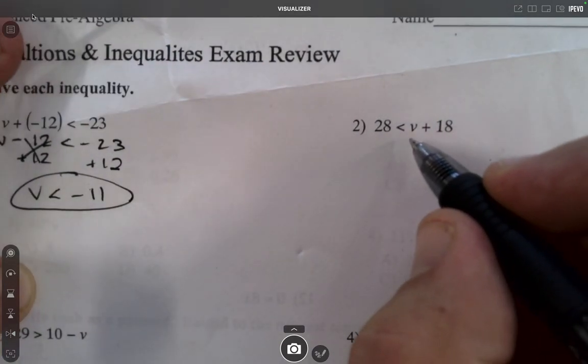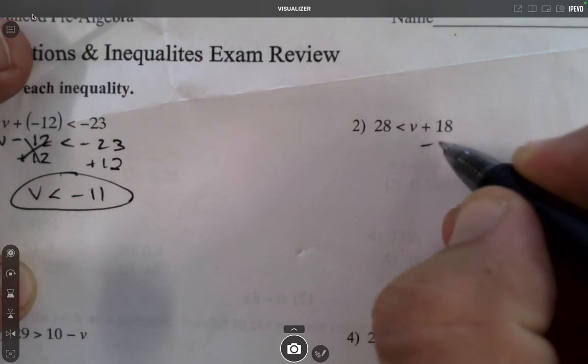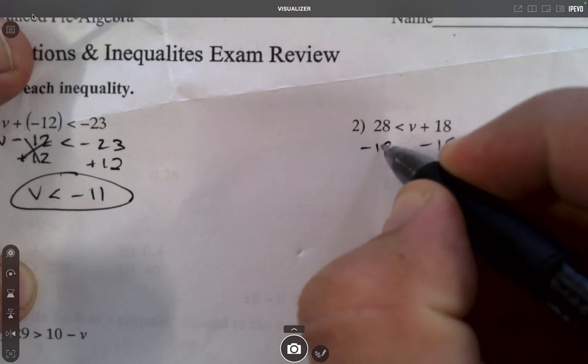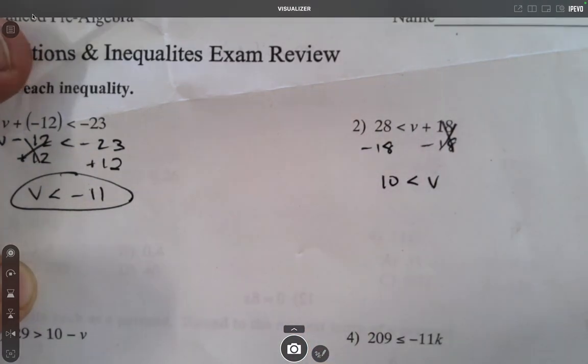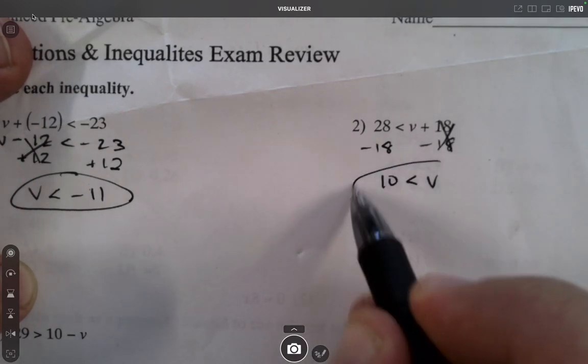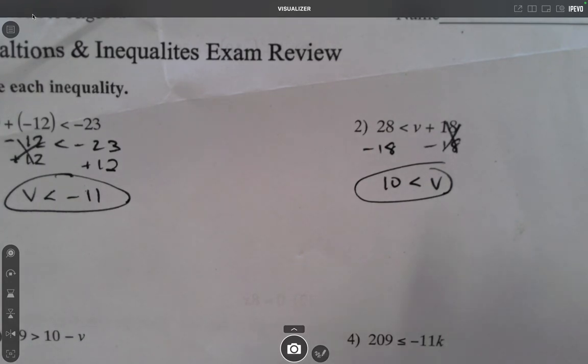Now this time v is having 18 added to it. So the opposite of adding 18 is subtracting 18. So we get 10 is less than v. And it's completely fine to leave your answer this way. Now I'm not going to do this for every problem, but for this one I will. And it's shown both ways on the written answer key.